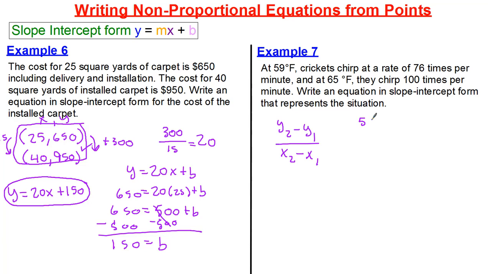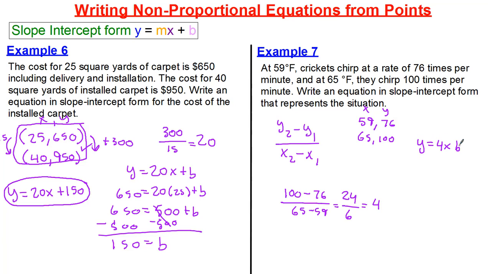So my first coordinate is 59, 76. My second coordinate is 65, 100. These are my x values, these are my y values. Alright, so we got 100 minus 76 over 65 minus 59. So 100 minus 76 is going to give me 24, and 65 minus 59 is going to give me 6. So 24 over 6 is going to give me 4. My slope is 4. y equals 4x plus b.